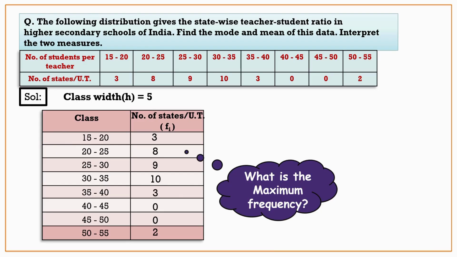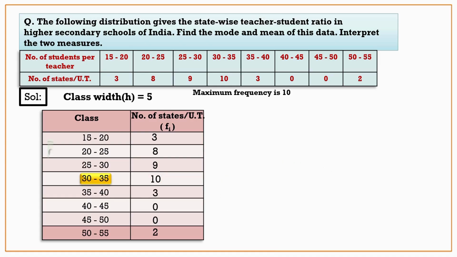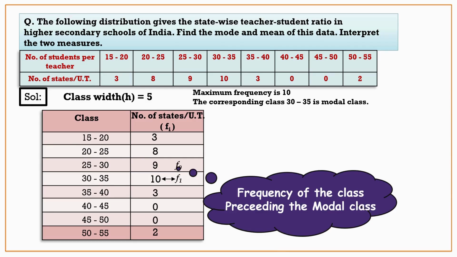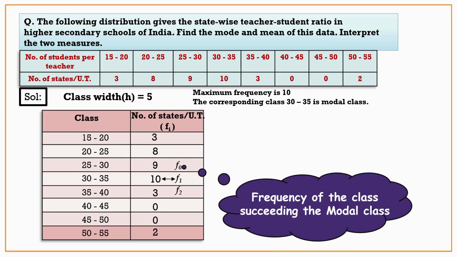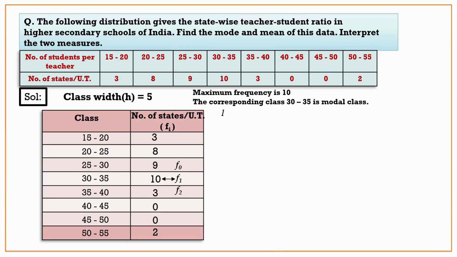Now we need to find the maximum frequency. So here the maximum frequency is 10. So that is going to be the modal class over here. So now we know that maximum frequency is the F1 and F0 is the frequency of the class preceding the modal class, or we can say the preceding frequency of the highest frequency, and F2 will be the succeeding frequency of the highest frequency. And L is the lower limit of the modal class.